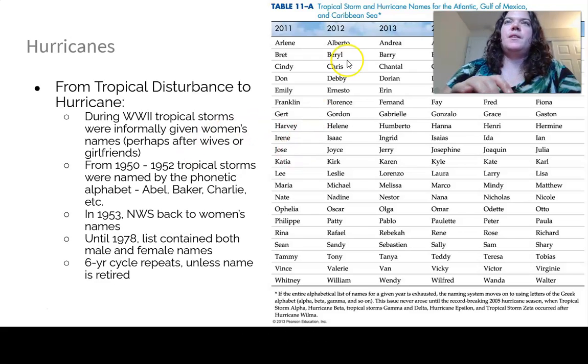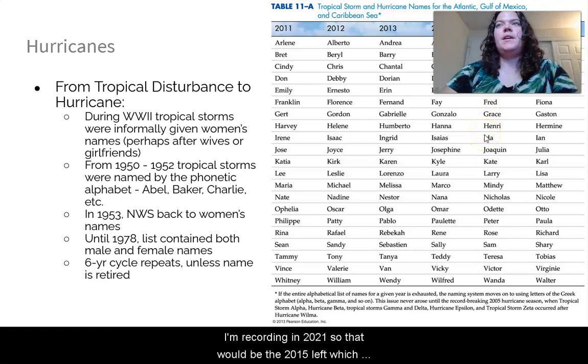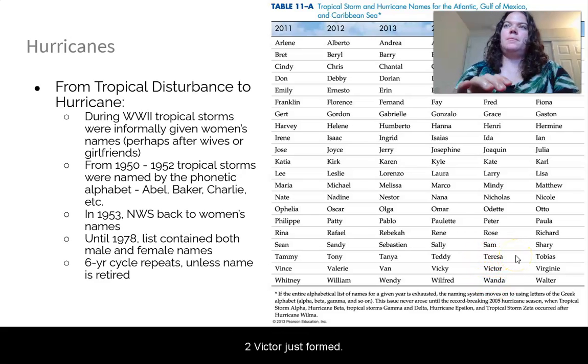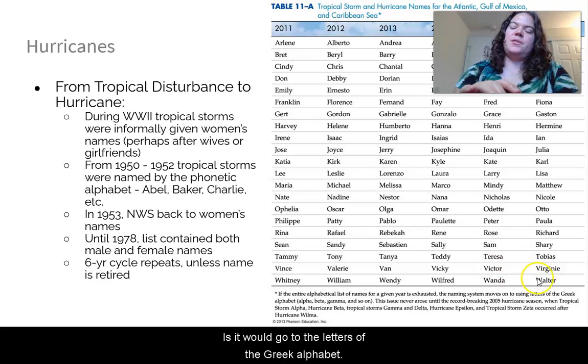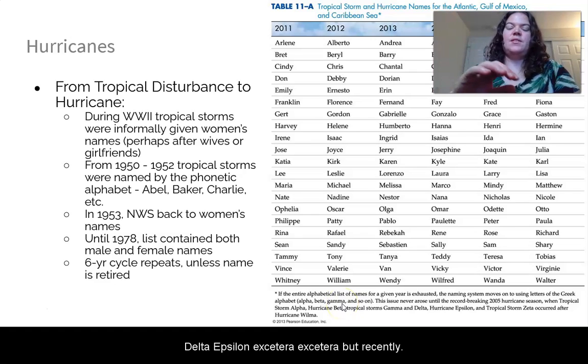So we see here, I have a list that's really old, but this year I'm recording in 2021. So that would be the 2015 list, which is right under my face, of course. But we are now at Victor. So Victor just formed. Victor is the second to last on the list. And what it used to do is it would go to the letters of the Greek alphabet, right? So alpha, beta, gamma, delta, epsilon, etc., etc.